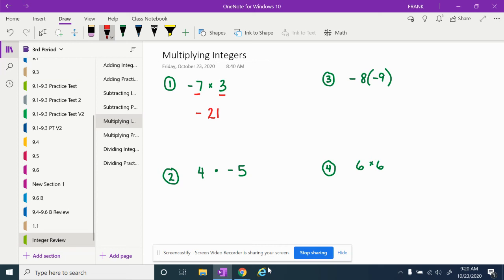Well, same thing. The signs are different. One's positive, one's negative. So the answer has to be negative. And then 4 times 5 is 20.